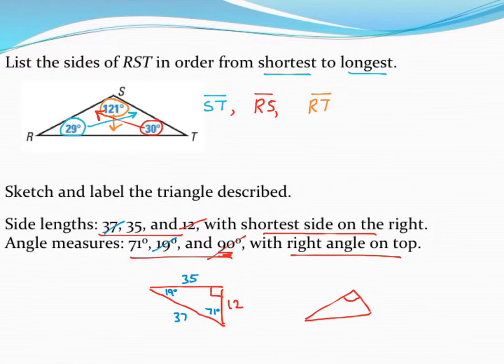So that's what I'm looking for. I want to make sure that smallest side and smallest angle are opposite each other. You can't just put the numbers wherever you want to. They have to match up, smallest to smallest and largest to largest, I suppose.